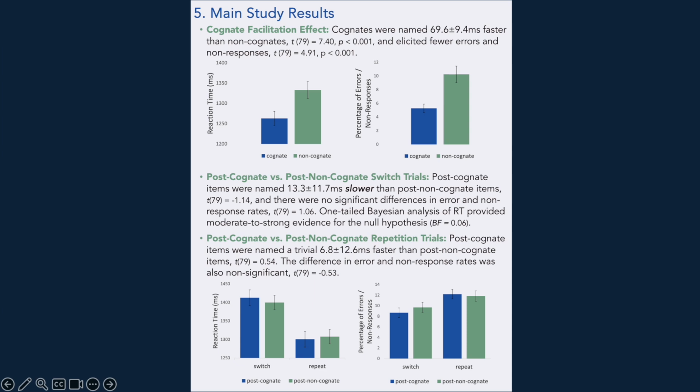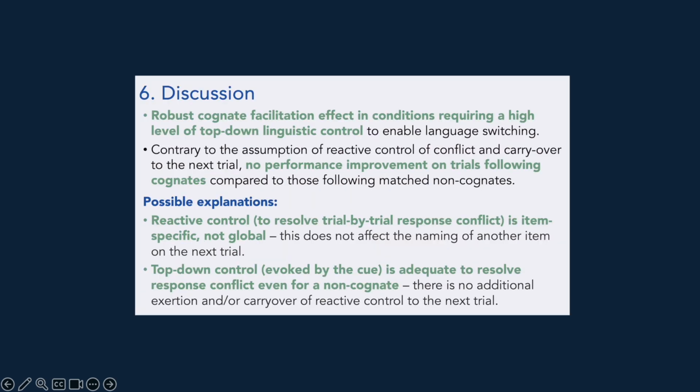In the main study, contrary to expectations, we did not find a post-cognate effect, with a Bayesian RT analysis providing moderate to strong evidence for the null hypothesis. We conclude that cognate facilitation persists in conditions that require a high degree of top-down linguistic control. There is also no performance improvement on trials following cognates.